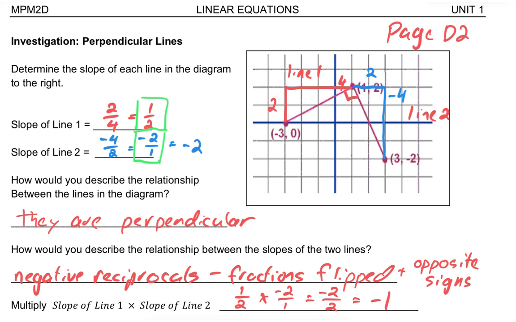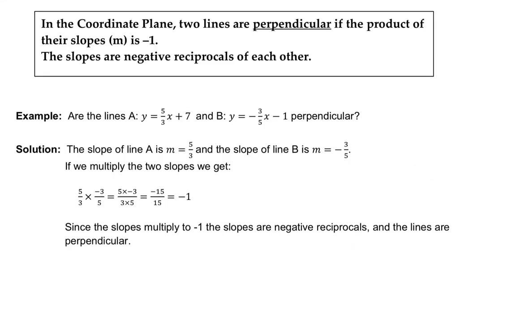So these are the two relationships between the slopes of lines that are perpendicular to each other. The slopes are negative reciprocals, i.e. the fractions are flipped and they have opposite signs, or the two slopes multiply to -1. And this is the conclusion that they give us in the middle of the page. In the coordinate plane, two lines are perpendicular if the product of their slopes is -1. The slopes are negative reciprocals of each other.